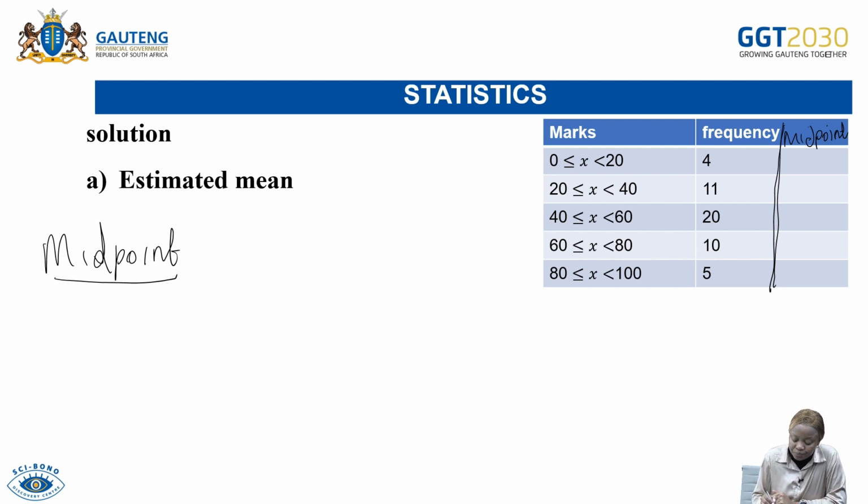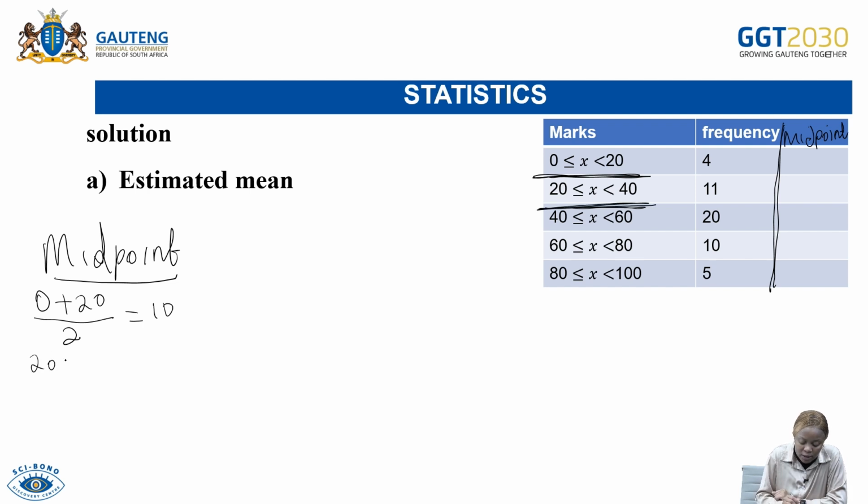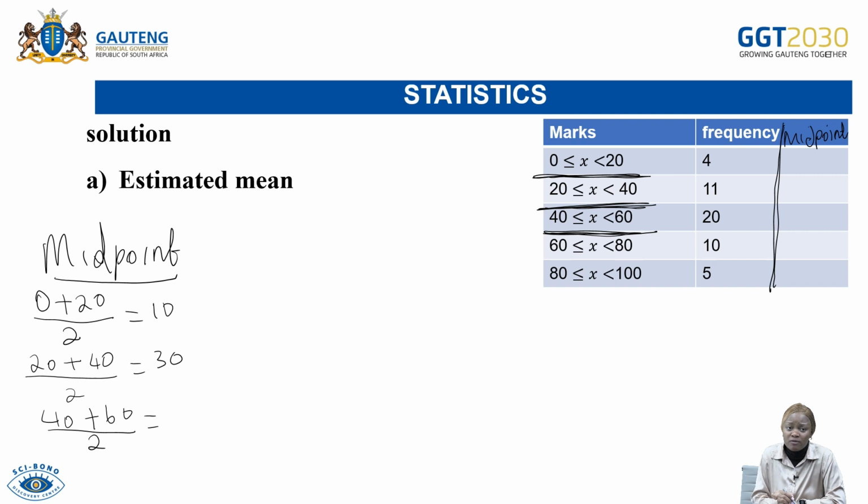The midpoint of the class interval 0 and 20: you say 0 plus 20, divided by 2. That gives you 20 divided by 2, which is 10. Then you move to 20 and 40. You get 20 plus 40, which is 60, divided by 2, and you get 30. Then 40 and 60: 40 plus 60, divided by 2. That's 100, which gives you 50. So let me just write it on the side: it's 10, 30, 50.